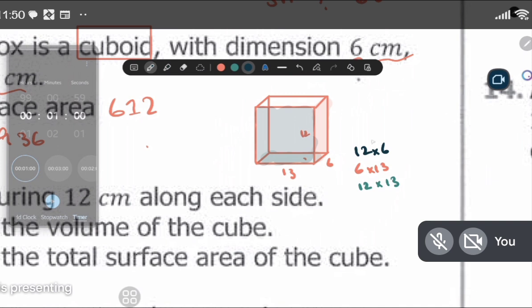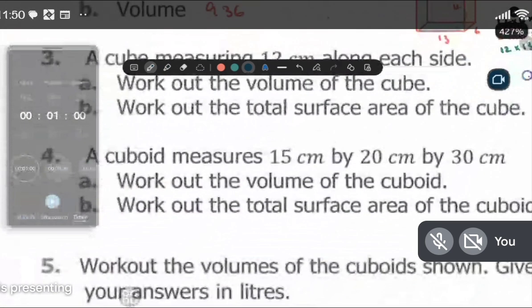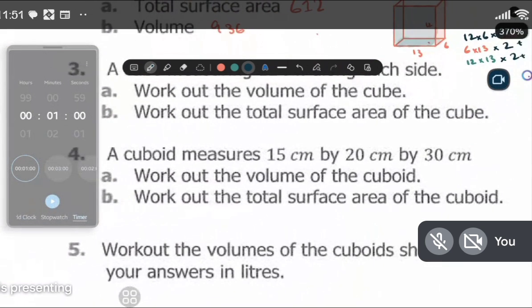And you always have two of each of these faces because it's a cuboid. So multiply these by 2 and you add them. Opposite faces are equal. So let's see the question before this one and let me know the volume and the total surface area. Which one are we doing? Question 4.